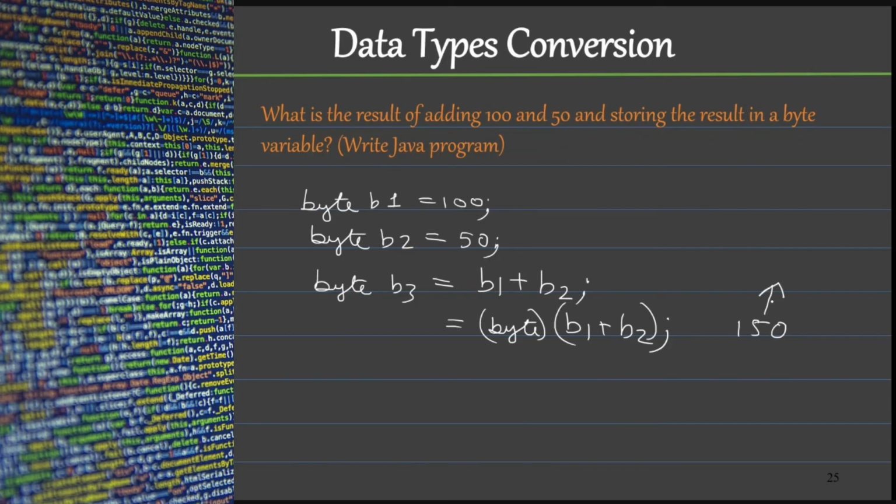Now when it is becoming 150, our range is positive 127. So how is this value going to be stored in a single byte, and what would be the final result? Let me run this.